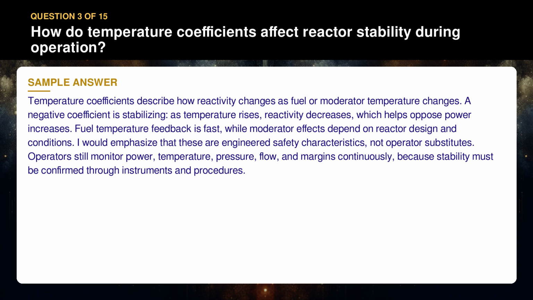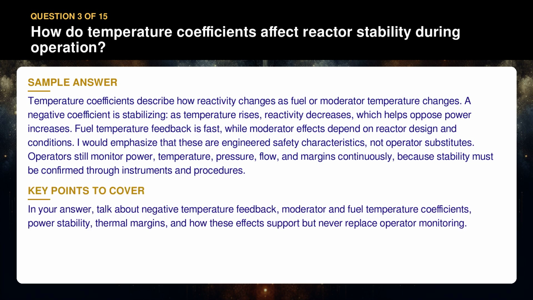I would emphasize that these are engineered safety characteristics, not operator substitutes. Operators still monitor power, temperature, pressure, flow, and margins continuously, because stability must be confirmed through instruments and procedures. In your answer, talk about negative temperature feedback, moderator and fuel temperature coefficients, power stability, thermal margins, and how these effects support but never replace operator monitoring.